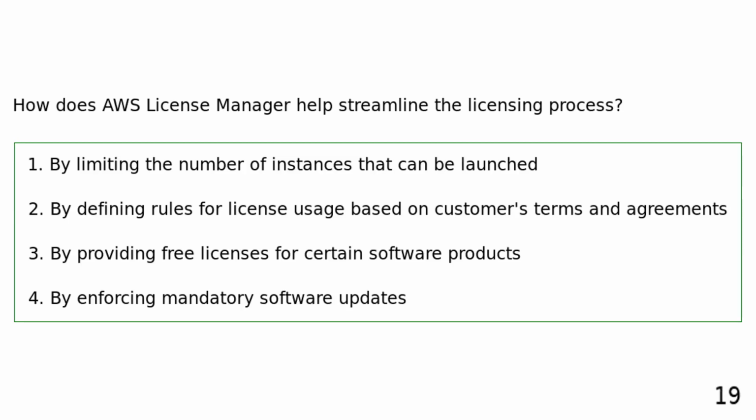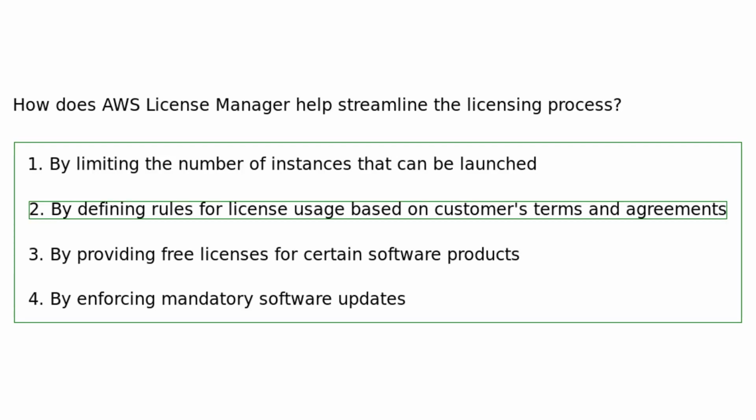How does AWS License Manager help streamline the licensing process? By limiting the number of instances that can be launched. By defining rules for license usage based on customers' terms and agreements. By providing free licenses for certain software products. By enforcing mandatory software updates. AWS License Manager helps streamline the licensing process by allowing users to define rules for license usage based on their specific terms and agreements, ensuring compliance and eliminating manual tracking efforts.